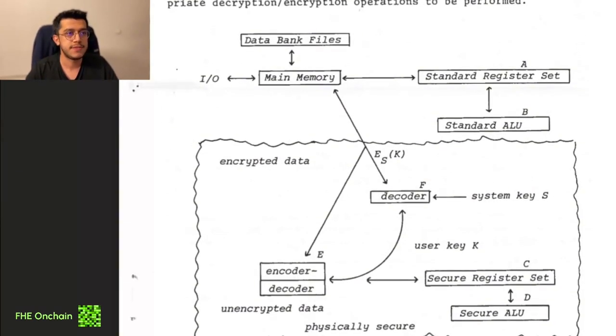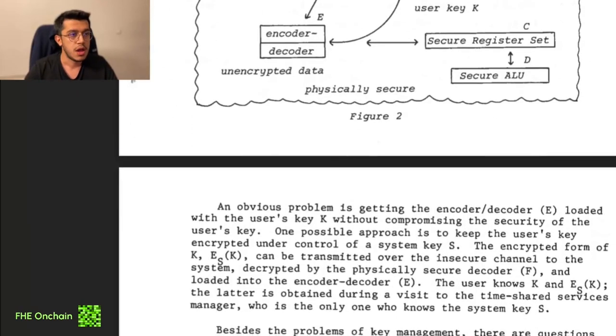So in this figure, we see a diagram with data bank files and the main memory, and there is an interaction between them: input-output flow, the standard register set, they call it A, and the standard ALU, B, and this is the physically secure environment.